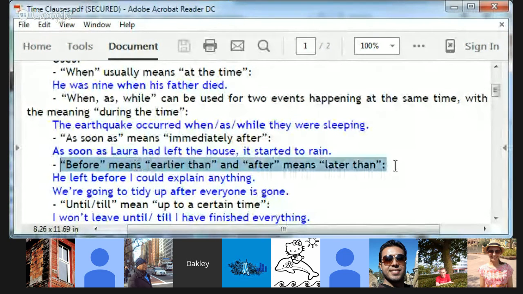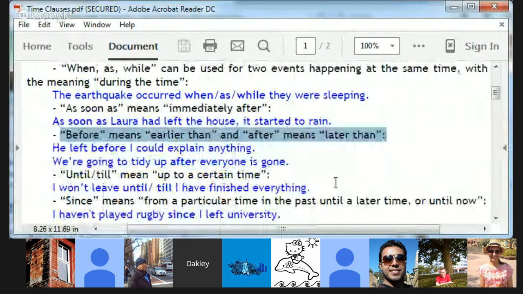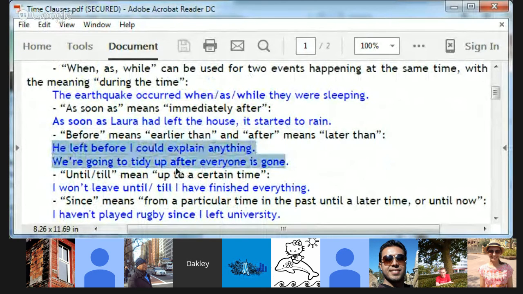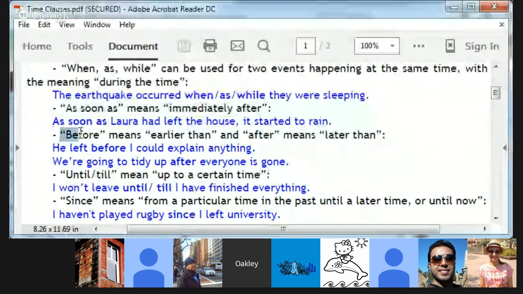Before and after now. He left before I could explain anything. We're going to tidy up after everyone is gone. Before and after. Now, an important note here. We just looked at as soon as, and I explained that we frequently use as soon as with past perfect tense.